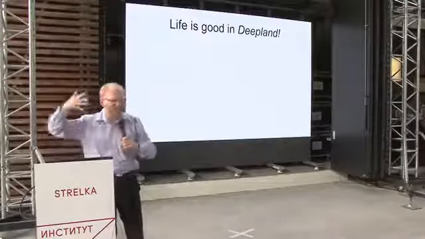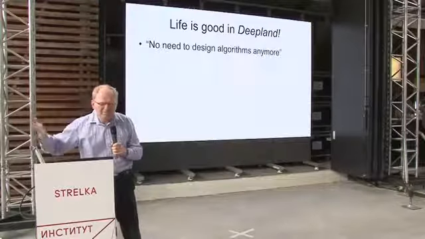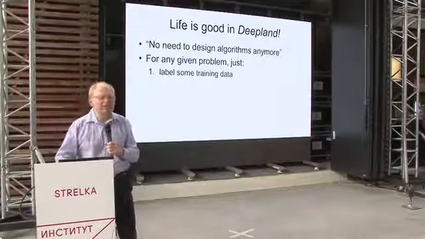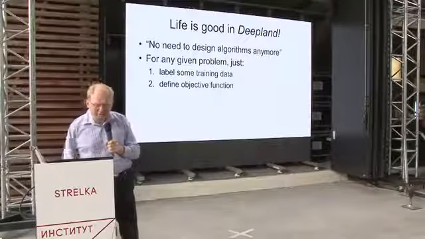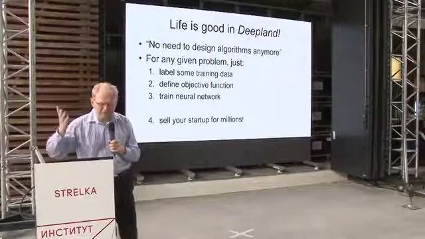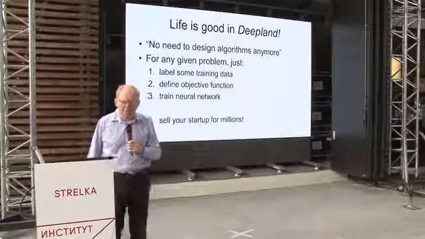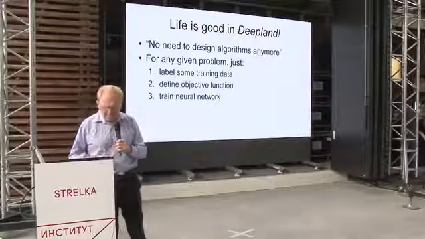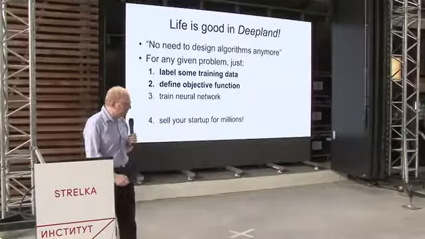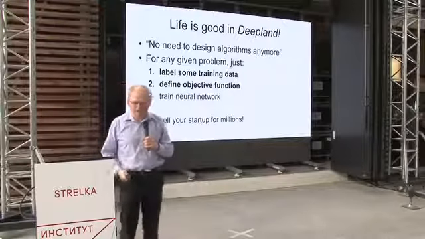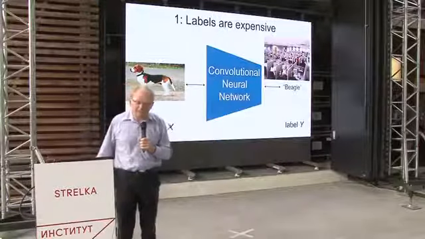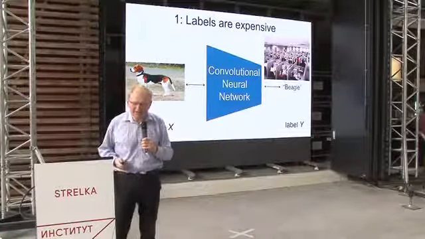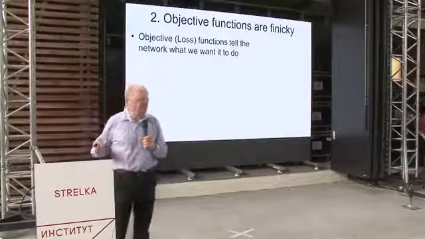I'm sure you have heard of the deep network revolution, and it's almost like you don't need to design algorithms anymore, right? You basically just, for any given problem, you label some training data, define a cost function, and train a neural network, and then you sell your startup for millions of dollars, right? But of course, it's not so simple because these two steps, the labeling the data and the defining the cost function, they're actually very difficult. Labeling data is expensive. You have to have people clicking on millions and millions of images because networks are data hungry. And also, the objective functions are finicky.